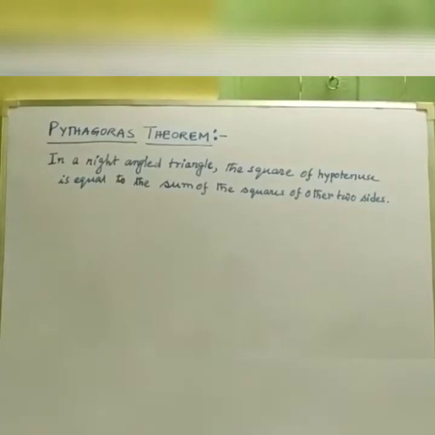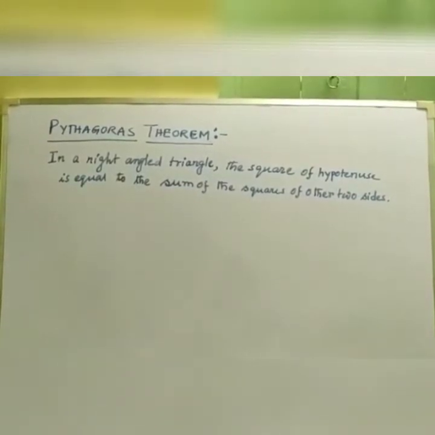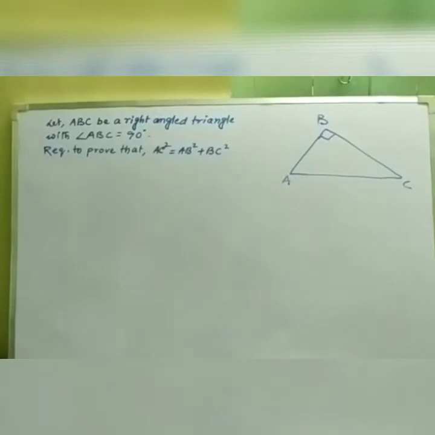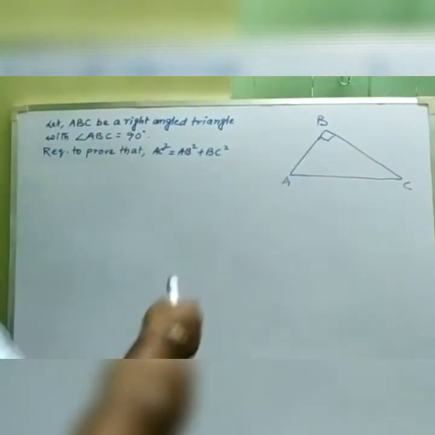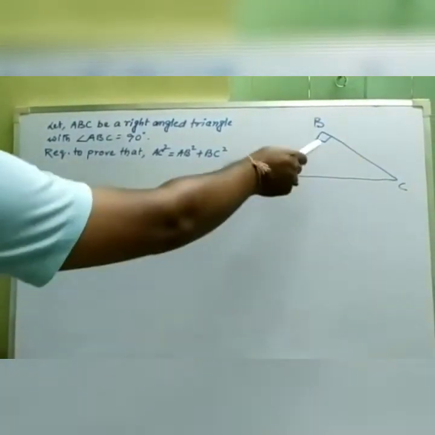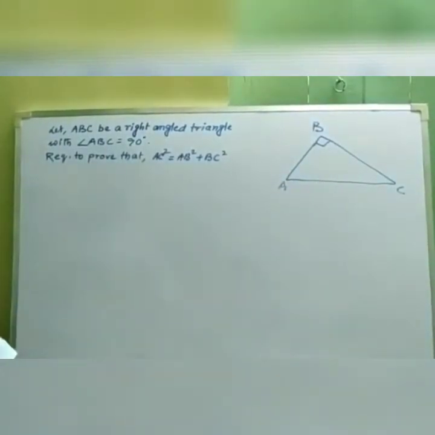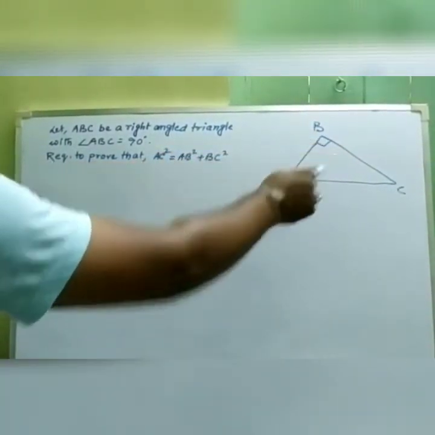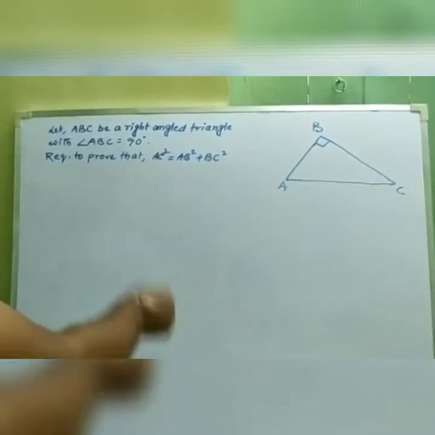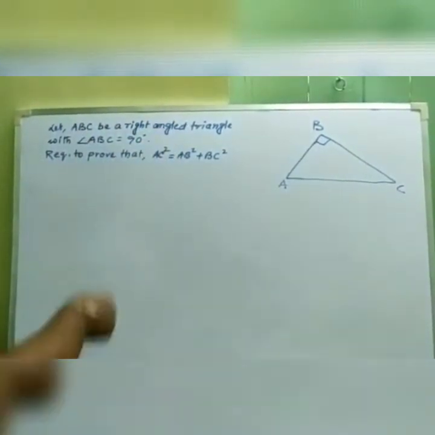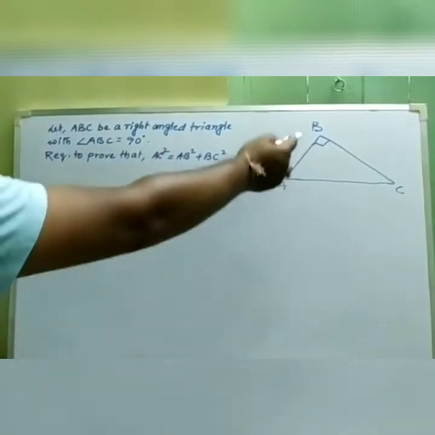So for that proof we need to draw the diagram. So let us show you now. Let's see the diagram. You can see a right angle triangle ABC, where angle B is the right angle. As B is the right angle, the opposite side AC will be the hypotenuse, and one of the others will be the perpendicular and the other the base. So ABC is a right angle triangle with angle ABC 90 degrees, that's the right angle.